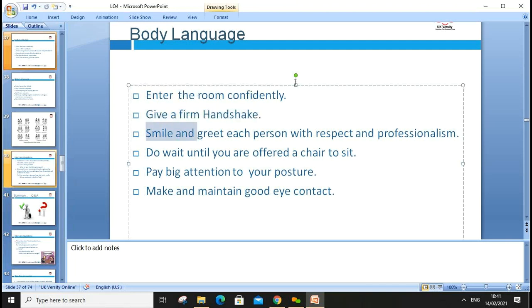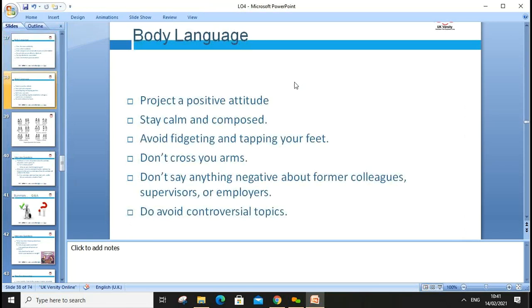Body language: enter the room confident, give a warm handshake and smile. Be careful, of course, with COVID-19; maybe we're not handshaking. So smile and greet each person with respect and professionalism. Do wait until you are offered a chair, sit, pay great attention to your posture, and maintain your eye contact. That is a crucial thing during an interview.